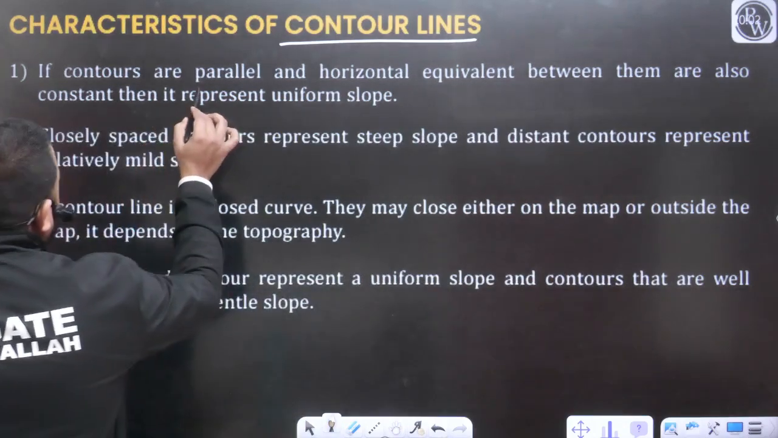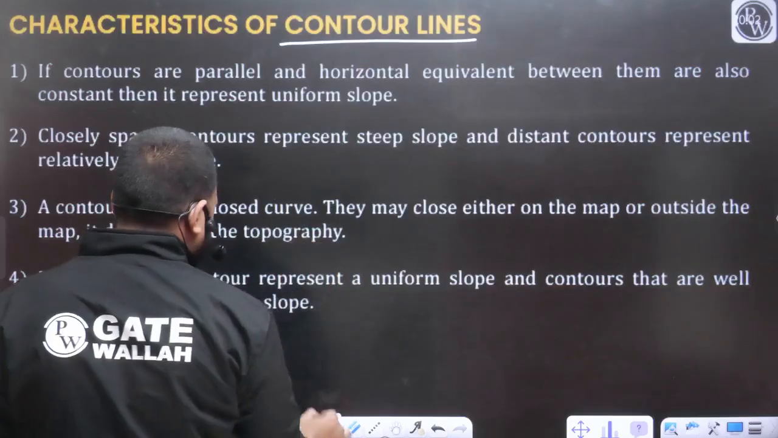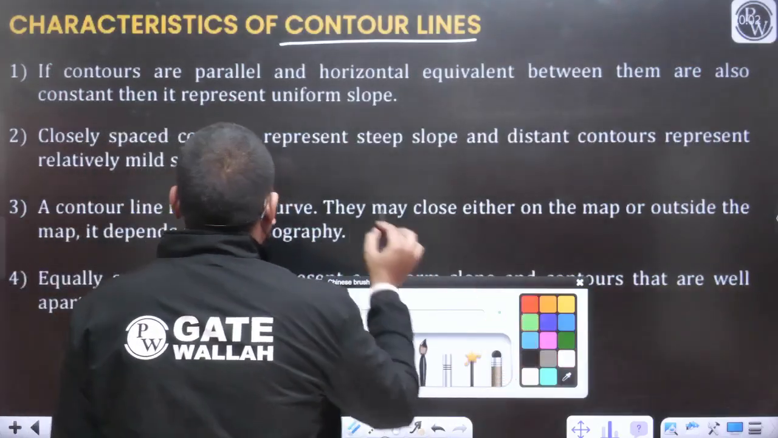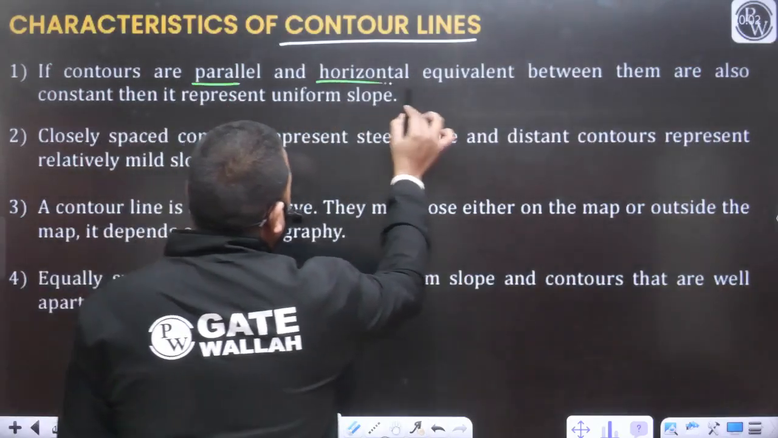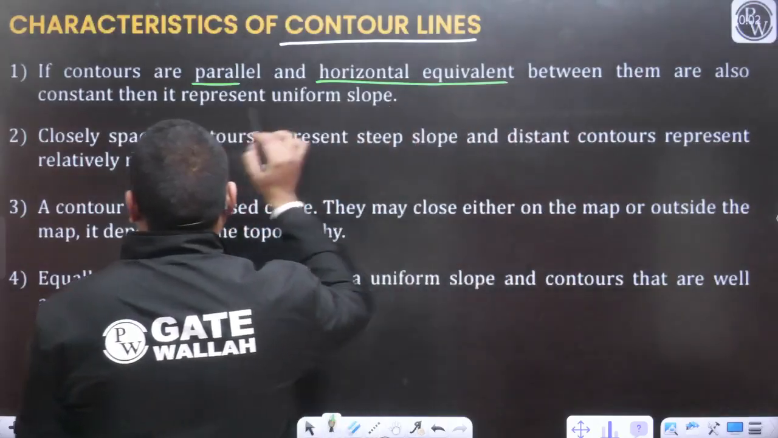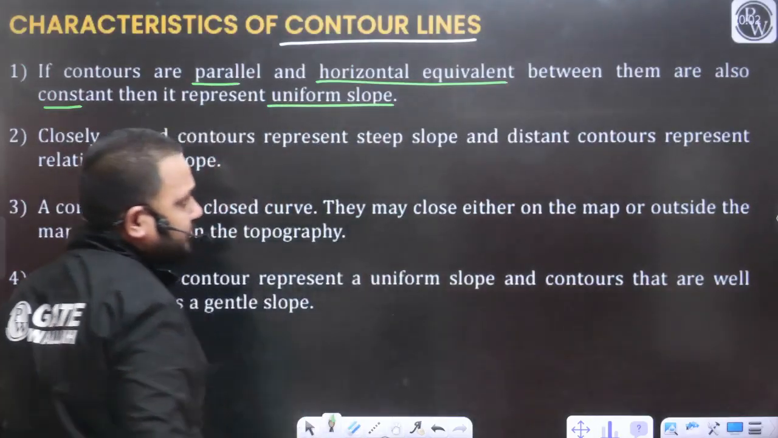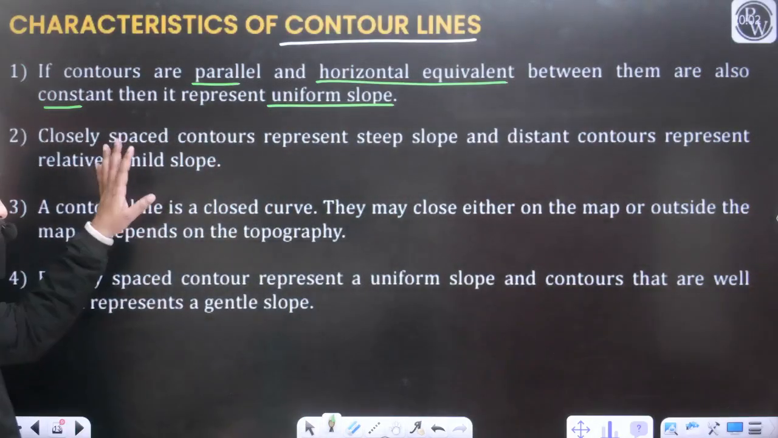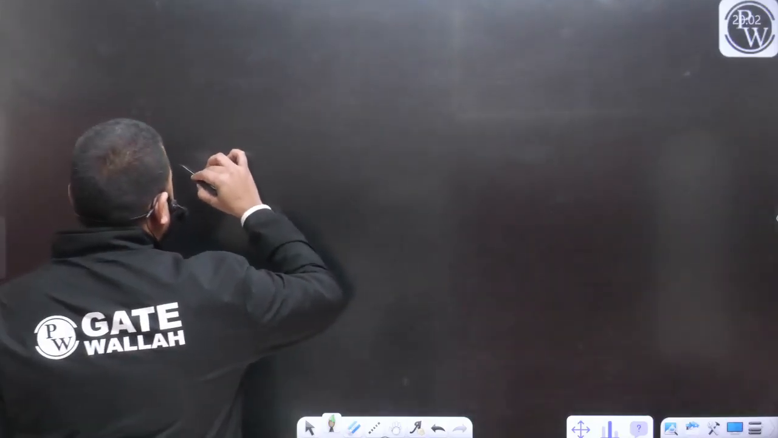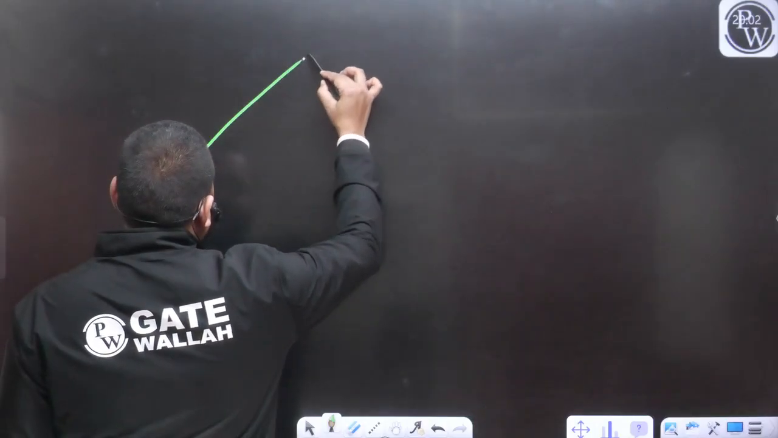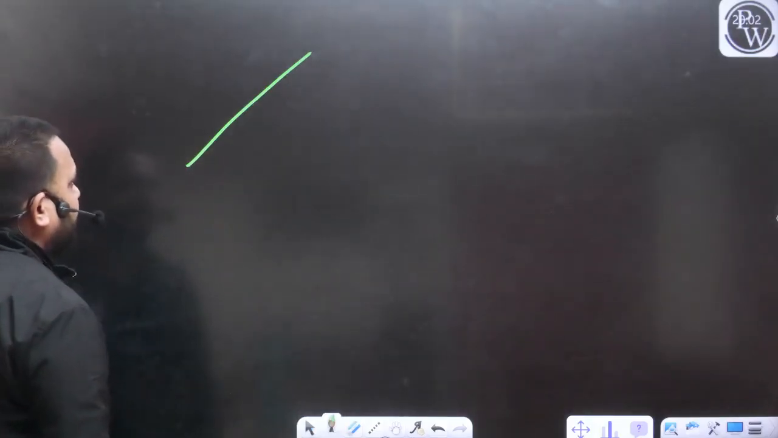If contours are parallel and the horizontal equivalence between them is also constant, then it represents a uniform slope. So this is the language, and I will also provide you the explanation. For example, this is the slope. You can say this is the uniform slope, yes or no?